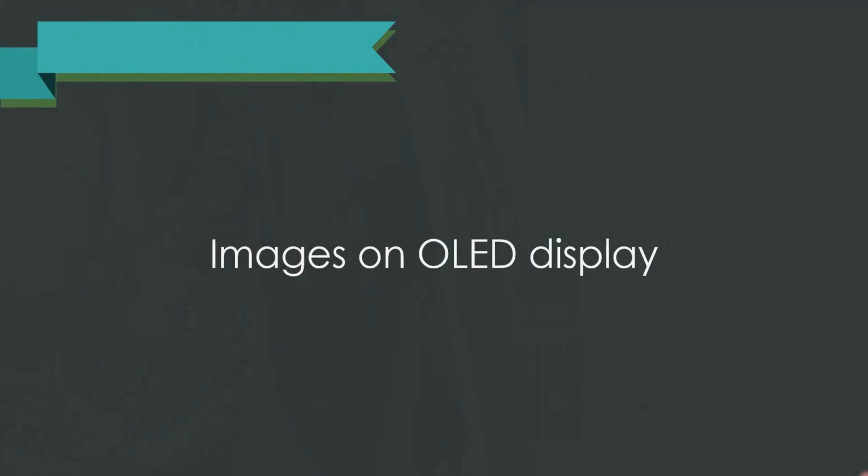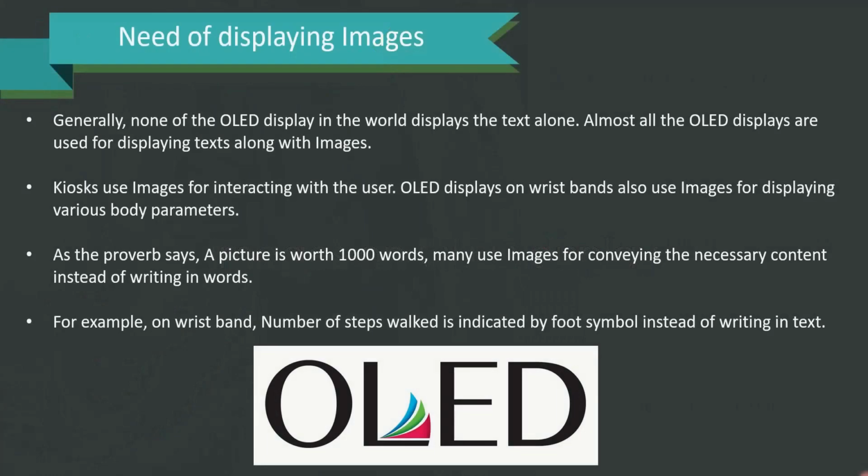Images on OLED display. Need for displaying images. Generally, none of the OLED displays in the world display text alone. Almost all of the OLED displays are used for displaying text along with images. Kiosks use images for interacting with the user. OLED displays on wristbands also use images for displaying various body parameters.